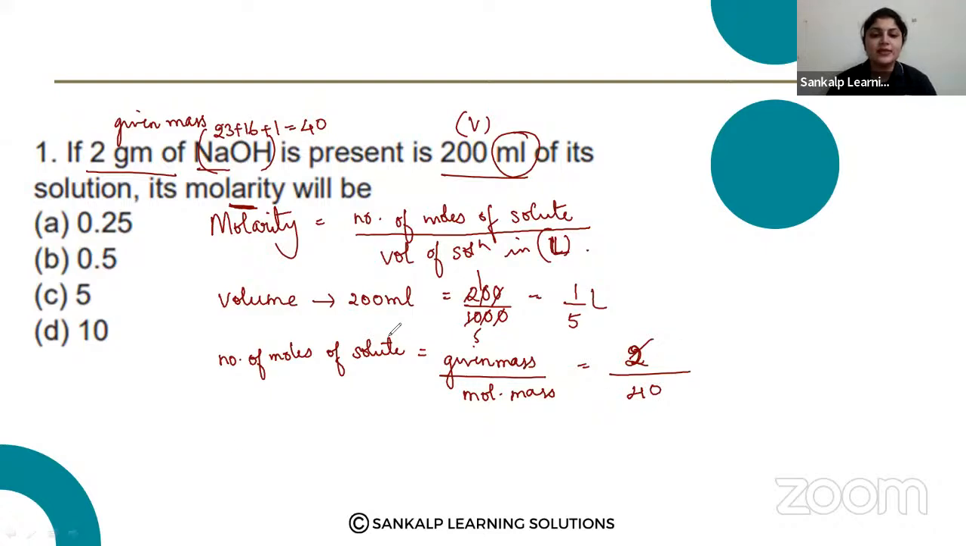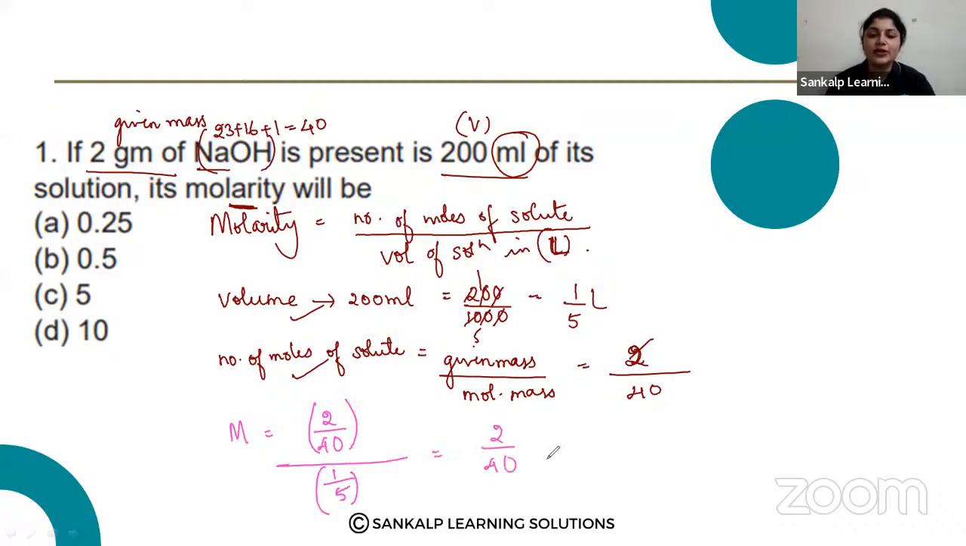Okay, so next step is what? We got the volume, we got the number of moles. Next step is we have to calculate the molarity. So molarity, what is the number of moles of solute? Number of moles of solute is 2/40. So 2/40 divided by, what is the volume of solution in liters? It is 1/5.